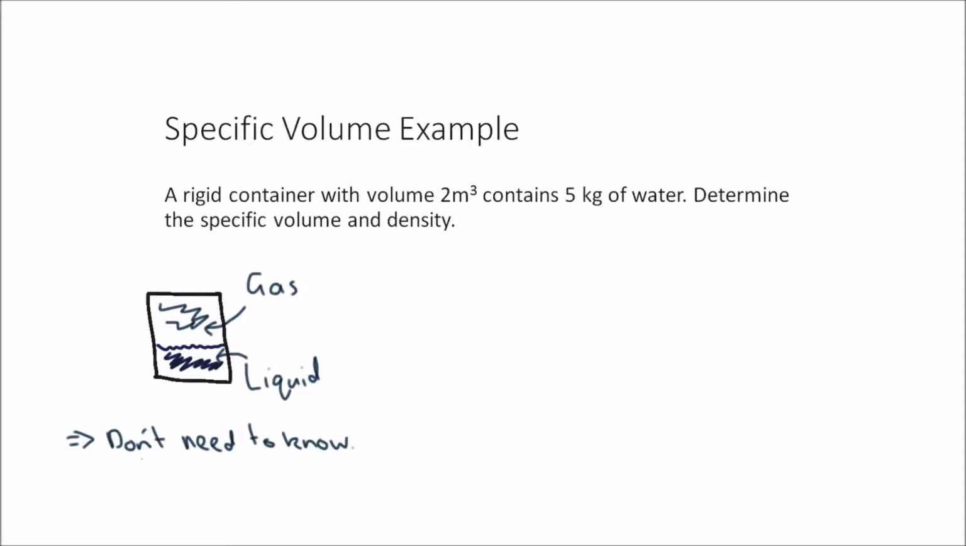Here's quite a simple example. We have a simple rigid container containing water. When we say water in thermodynamics, we could be implying that it contains water vapor or water liquid. We're not exactly sure, and we don't really need to know at this point in time anyway. So here, what we're trying to do is actually compute the average specific volume and average density over that volume.